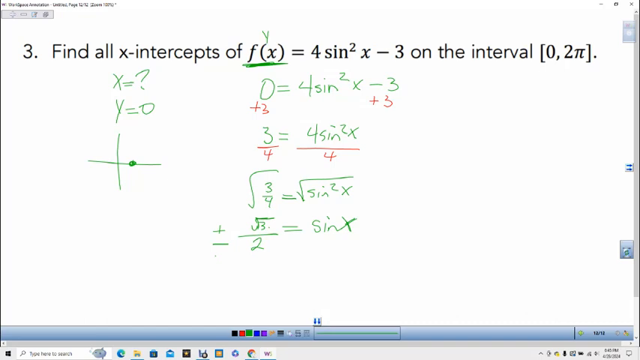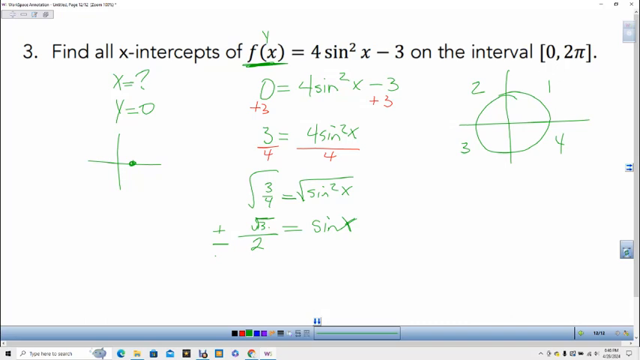So we're looking for all places where sine of x is going to be positive square root of 3 over 2 and negative square root of 3 over 2. So if we think about the unit circle, knowing sine, if sine is positive, that's going to be in quadrants 1 and 2. If sine is negative, it's going to be in quadrants 3 and 4. So we're looking for literally all the places where we have either positive or negative square root of 3 over 2 as our sine value.